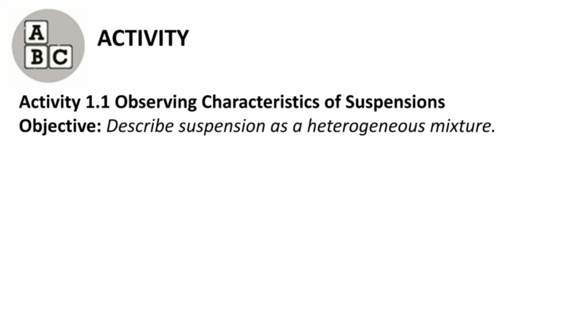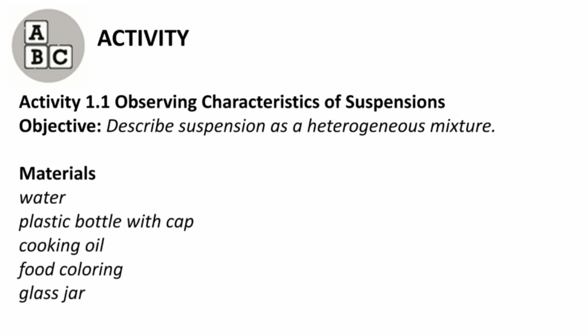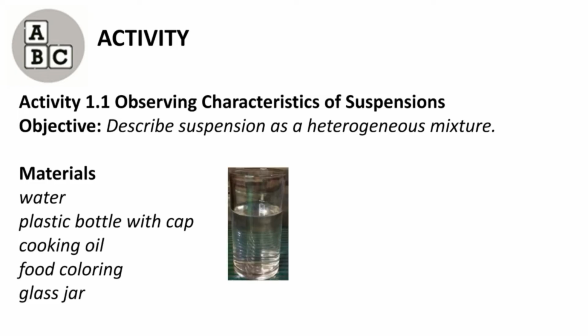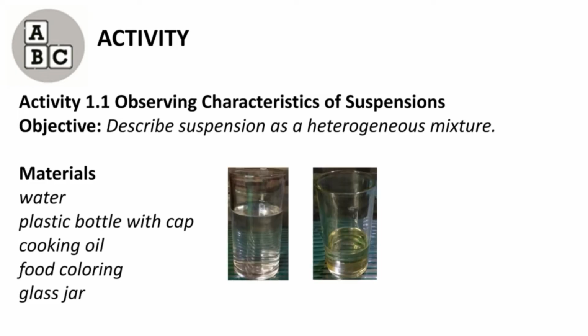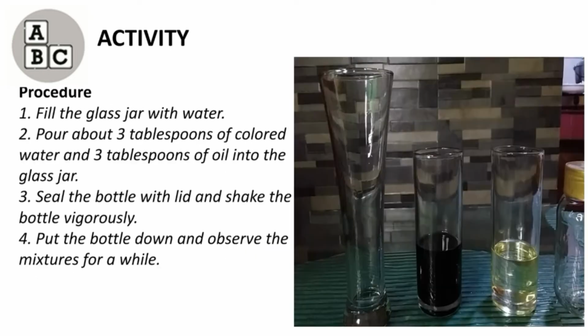Okay, let's have some activities. Our first activity, activity 1.1, observing characteristics of suspensions. Our objective here: describe the suspension as heterogeneous mixture. We need the following materials: water, a plastic bottle with cap if we have, cooking oil, food coloring, and a glass jar.